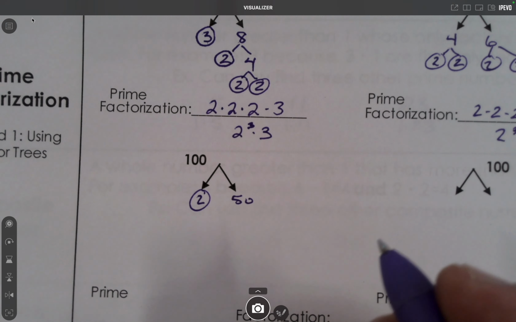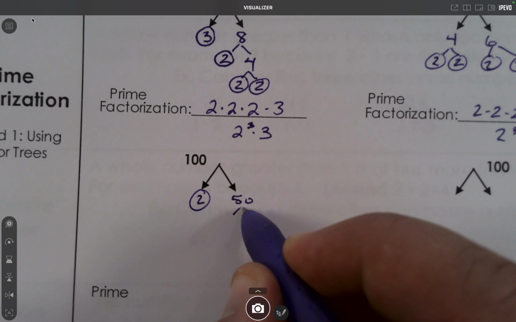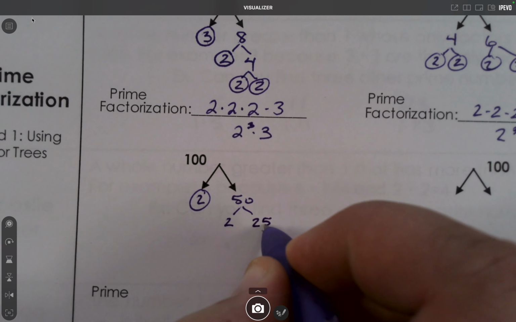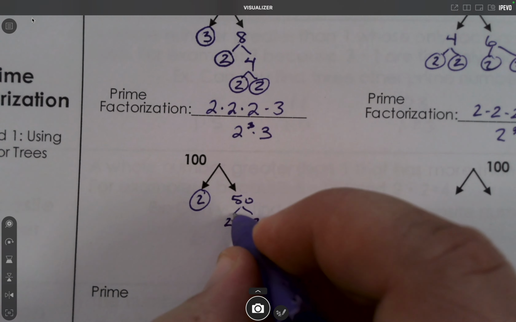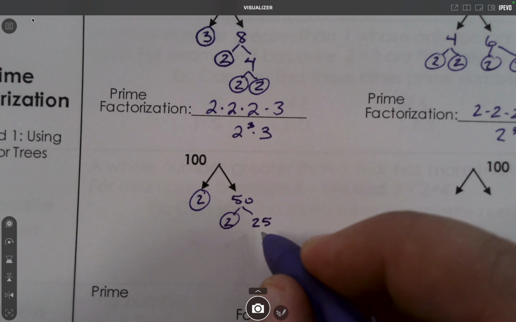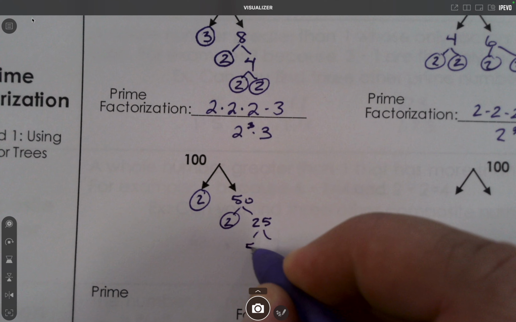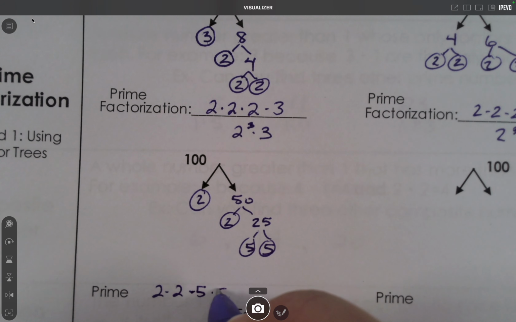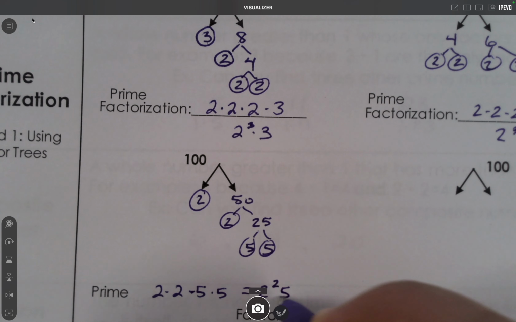It's not that one way is right and one way is wrong. As long as the two numbers you pick multiply to be 50, you're good to go. So I'll just do 2 and 25, but if you do 5 and 10, that's okay. I'll circle the 2 because it's prime. 25 is 5 times 5, and both of those are prime. Sorry, the sheet worked out weird here. So we get, let's write it right here, 2 times 2 times 5 times 5, which I can also write as 2 squared times 5 squared.